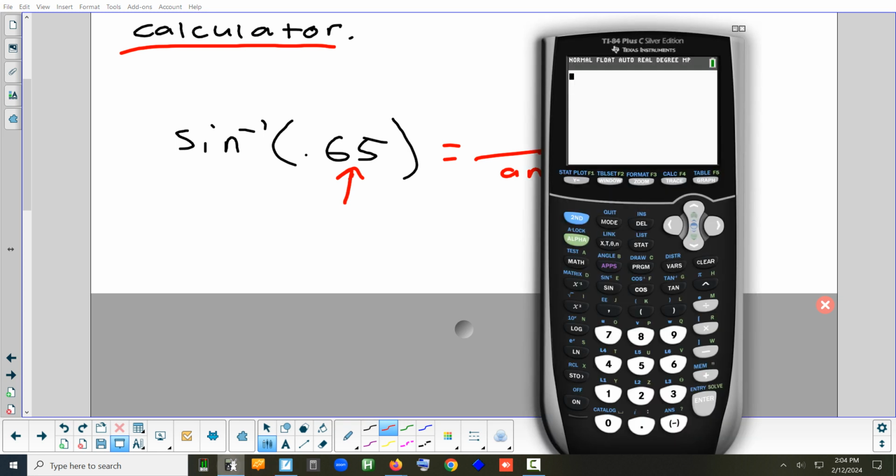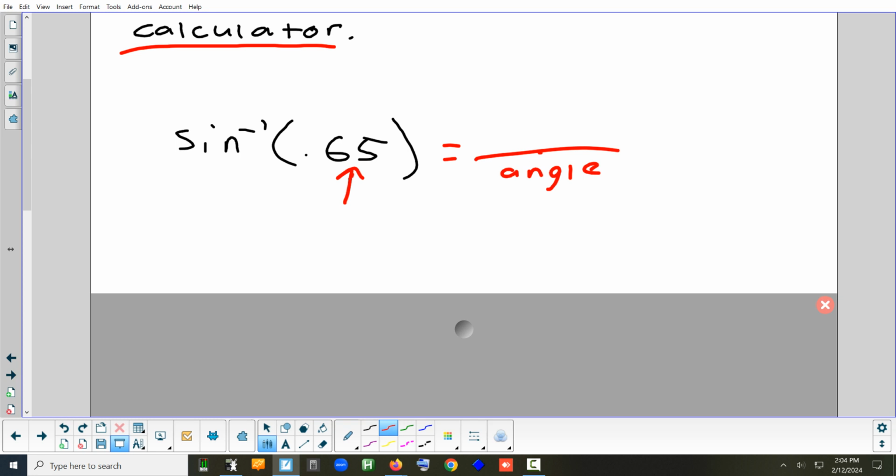So let's say I want it in degrees. Is my calculator in the right mode? Yes. How do I type in inverse sine of 0.65? 0.65. And then what? Okay, so if we round to 2 decimal places, what is the angle that has a sine of 0.65? 40.54 degrees.